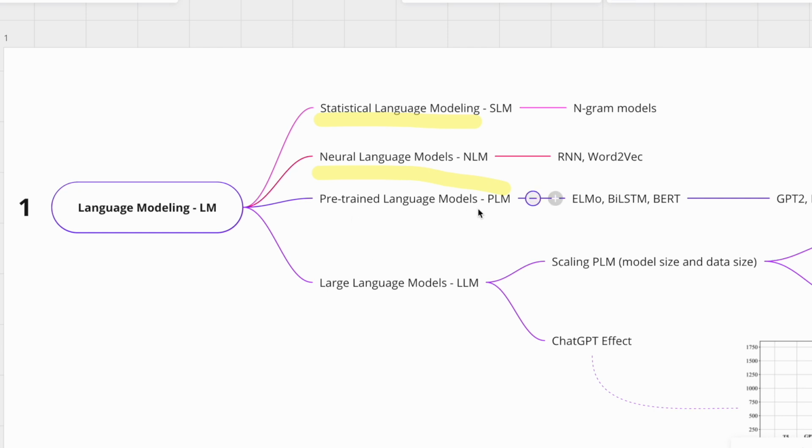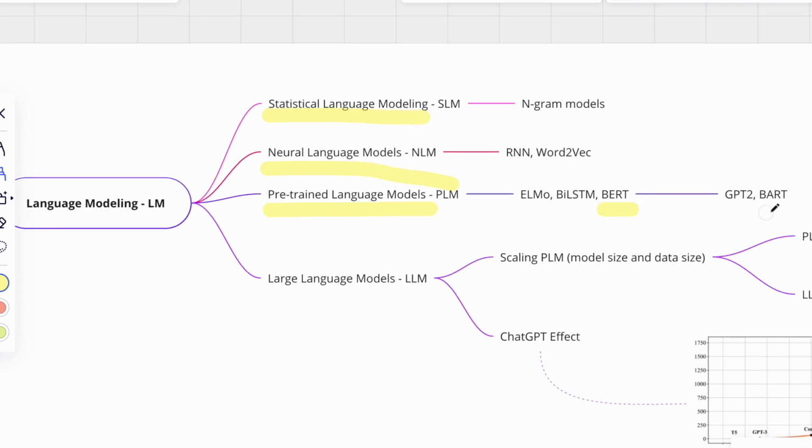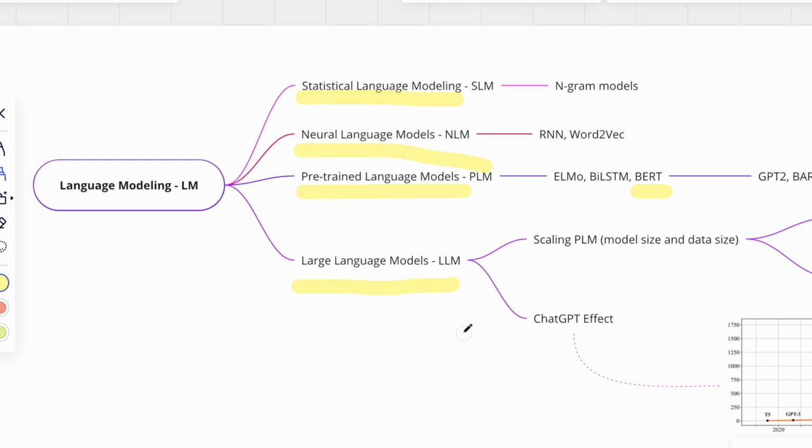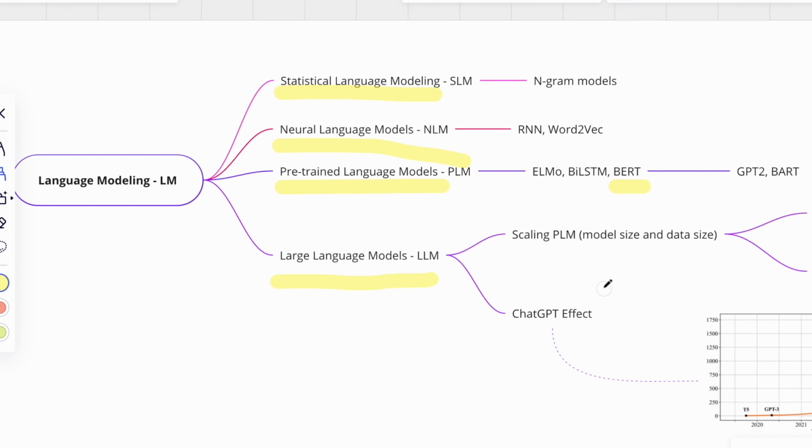Then we have pre-trained models. One of the first examples of these PLMs are ELMo, BiLSTM, BERT, and especially BERT is an important milestone. The size of the model and the dataset is bigger than the previous models, and GPT-2 and BERT can be categorized as PLM. Then we have large language models, and you will see that the architecture is similar to PLM in LLM, but by scaling PLMs, increasing the model size and dataset size, we can obtain large language models.